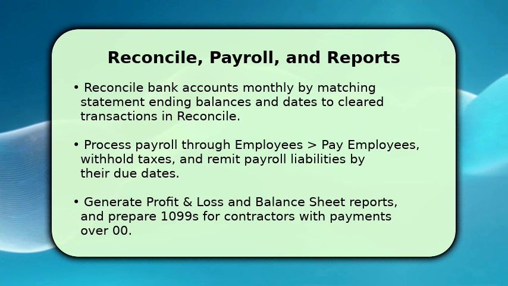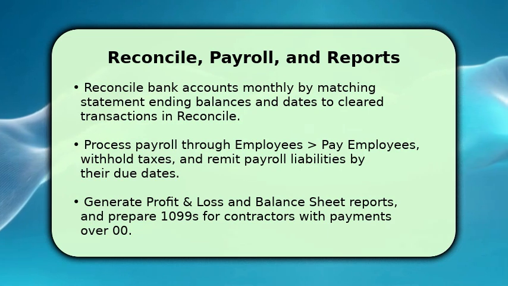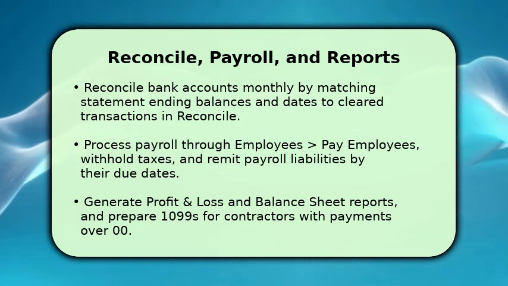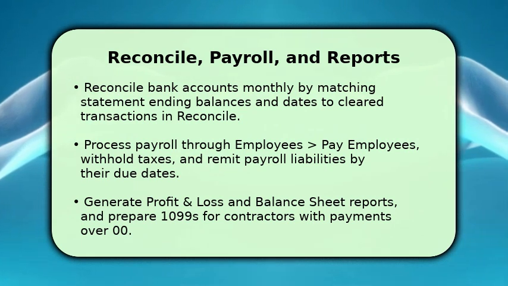Use the Reports menu to generate profit and loss and balance sheet for any date range, and run vendor reports to prepare 1099s for contractors with payments over $600 during the tax year. Backup and close the books at year-end after final reconciliations.